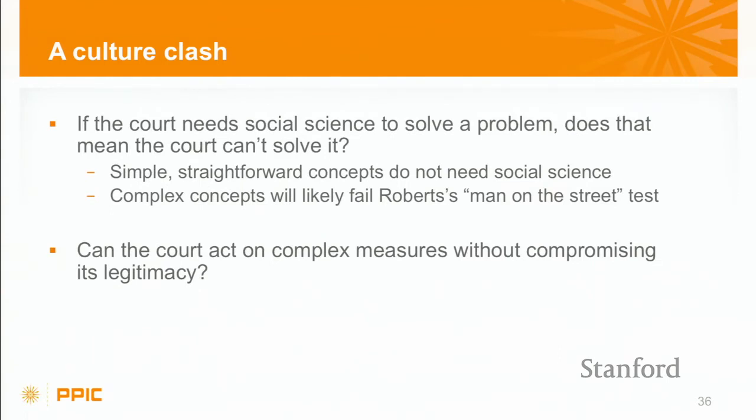And this kind of made me think, if the court needs social science to solve a problem, as I was saying, I think they did in this case, does that mean that they can't solve it? Because simple, straightforward concepts don't need social science to be worked through. And complex concepts would likely fail Roberts' man on the street test. So can the court act on complex measures without compromising its legitimacy?